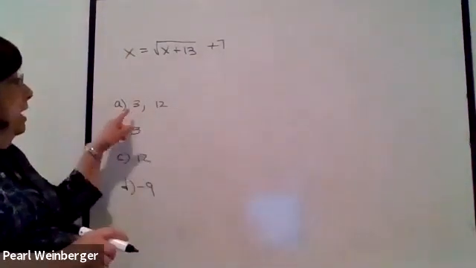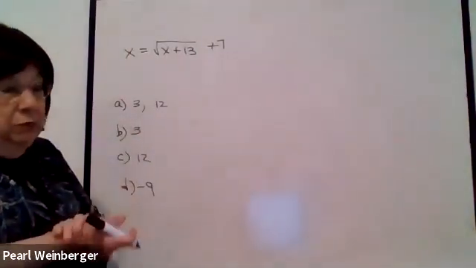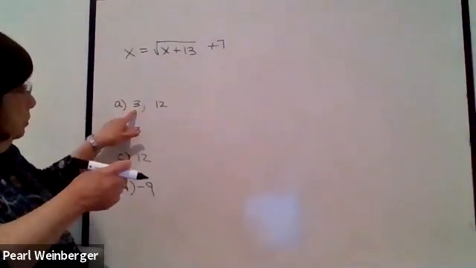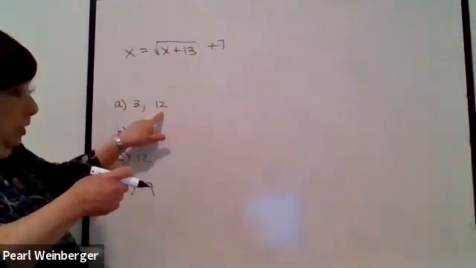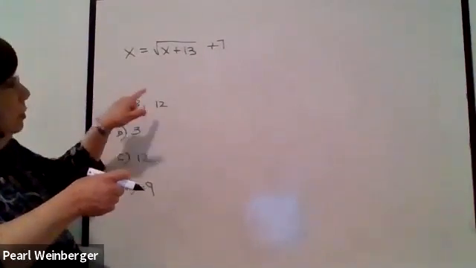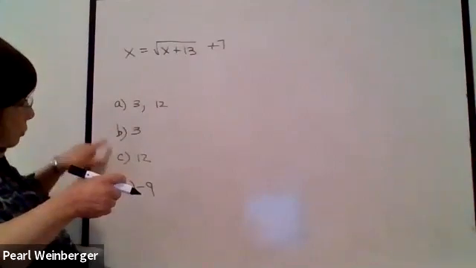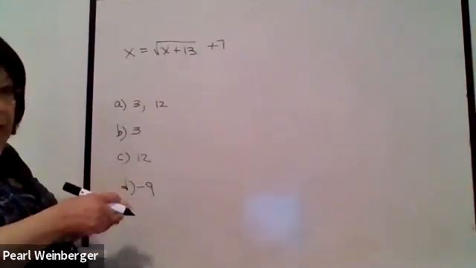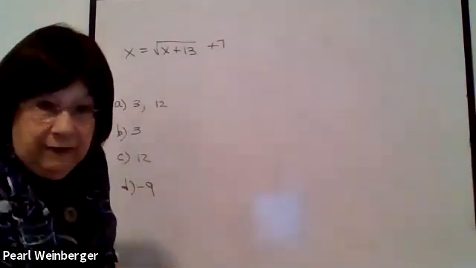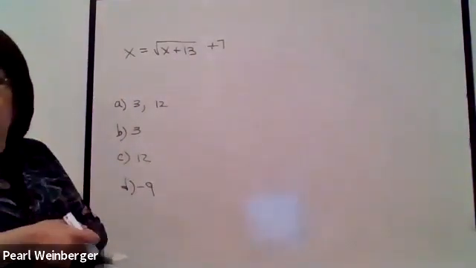In other words, take each of these values. Now, if you think about them, it's not really so many. One answer is 3 and 12. So you can check the number 3. You can check the number 12. Notice that'll take care of choices B and C as well. The only other thing you'll have to check is -9.